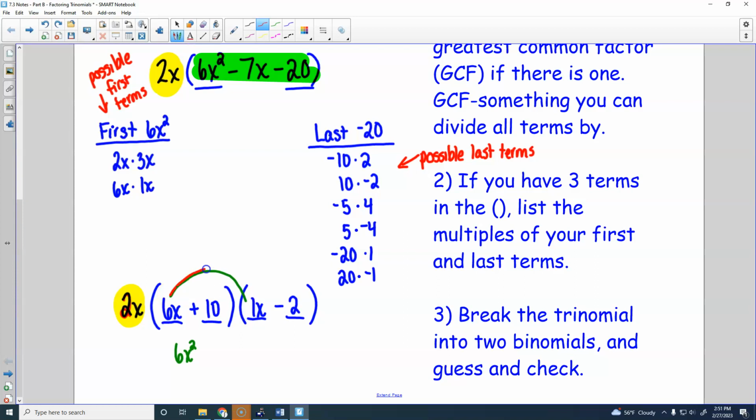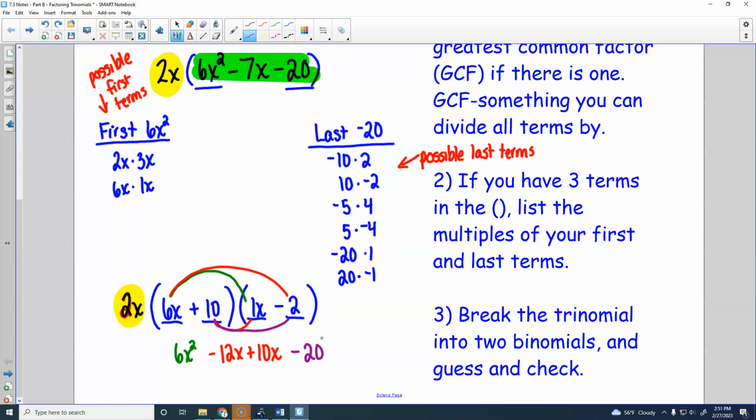Then I'm going to multiply 6x times negative 2, which will give me negative 12x. So I've distributed my 6. Now I've got to distribute this 10. So plus 10x. And then 10 times negative 2 gives me negative 20.